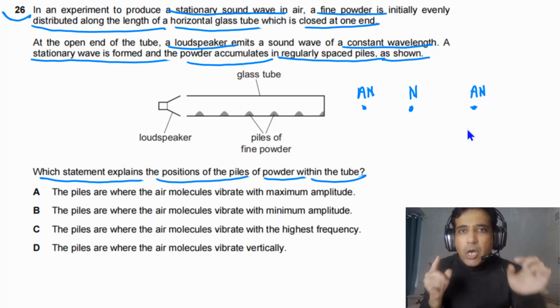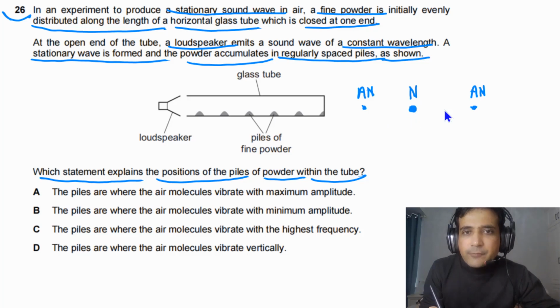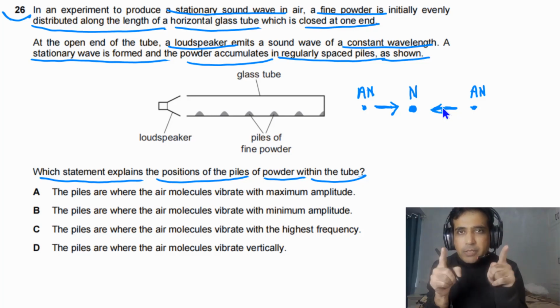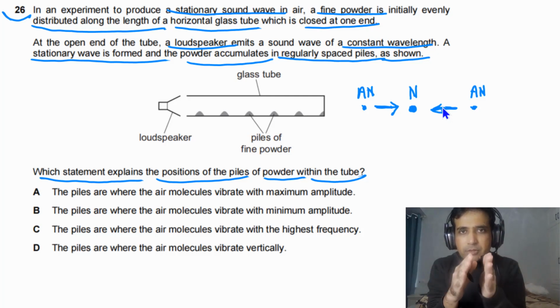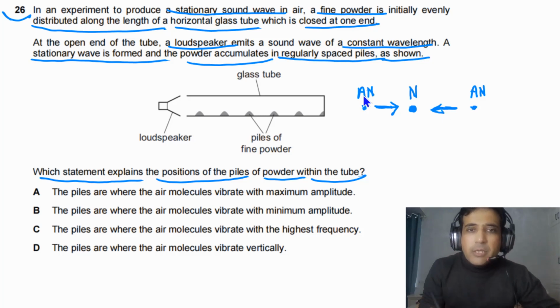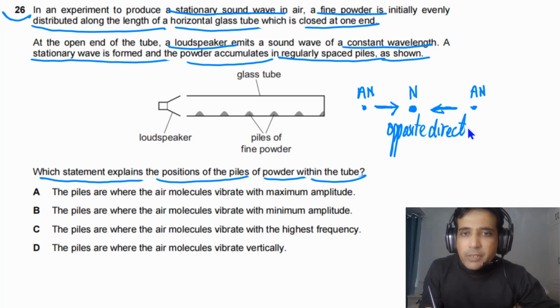Now we need to understand how particles will move. First of all, imagine that particles on this side of the node are moving to the right, and the particles on the right side will be moving to the left. So these particles will be moving in opposite directions. This point is very important. You need to understand that on two sides of the same node, particles move in opposite directions, meaning they are in antiphase. So the phase difference is equal to 180 degrees.